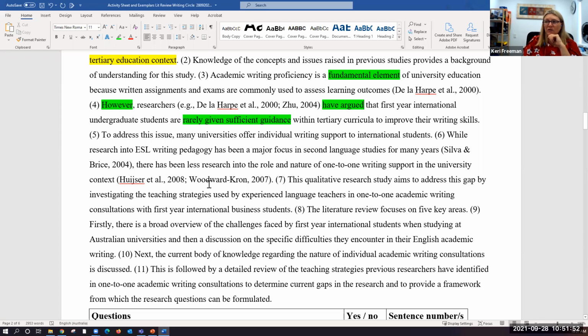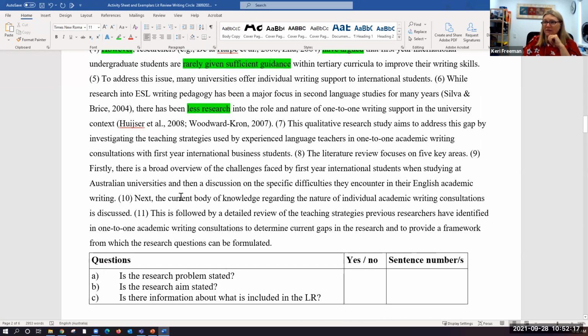To address this issue, many universities offer individual writing support to international students. While research into ESL, so English as a second language writing pedagogy, has been a major focus for many years, there has been less research into the role and nature of one-to-one writing support in the university context. This qualitative research study aims to address this gap by investigating the teaching strategies used by experienced language teachers. And then it's specified again there. So there's more about the scope of this specific study.